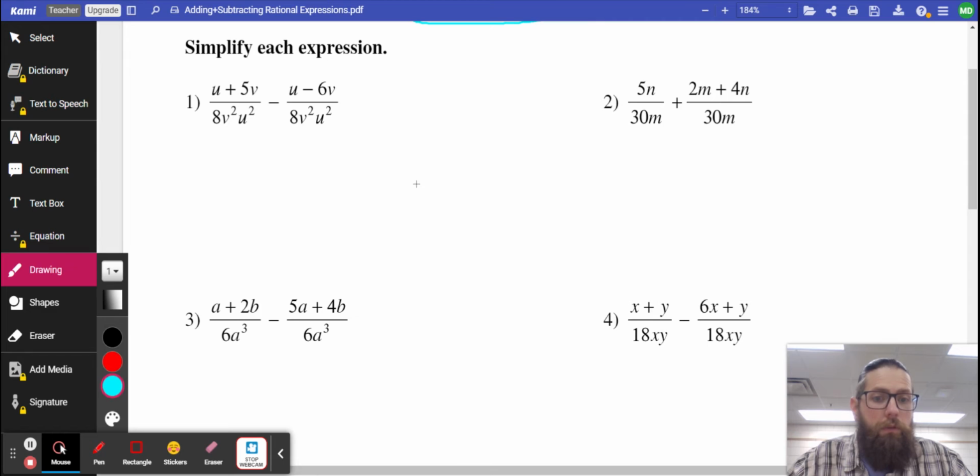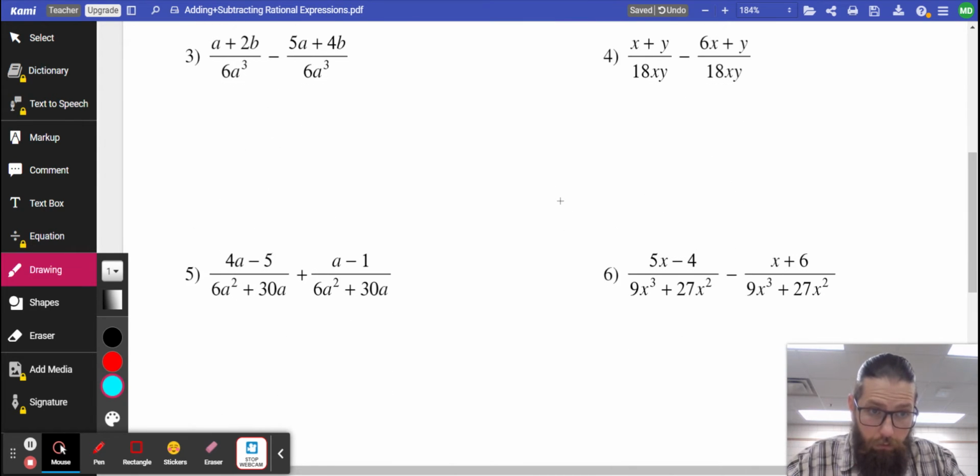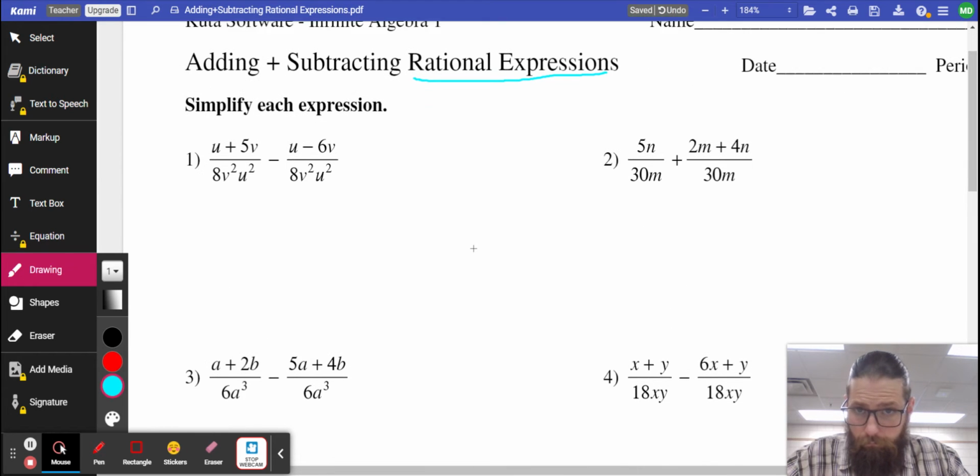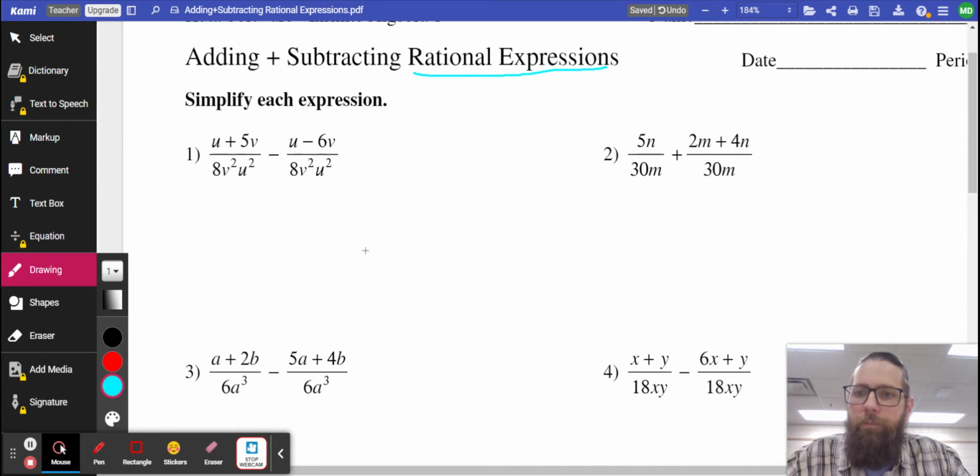So first, I just want you to know I understand that this worksheet looks like a nightmare. I want to show you, though, that it's actually pretty doable in just under 5 minutes here. Or 5 minutes to explain it. So let's take a look at problem number 1. So we have to take this mess and subtract this mess.